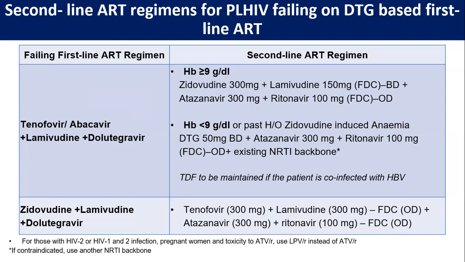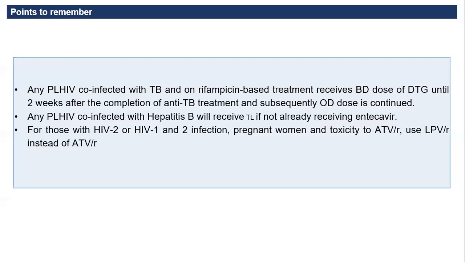Now, if the patient is on zidovudine, lamivudine, and dolutegravir in the first line, we are going to start tenofovir, lamivudine OD, and atazanavir/ritonavir OD. For pregnant women, HIV-2, HIV-1 and 2, instead of atazanavir/ritonavir, we are going to start lopinavir/ritonavir. Here we need to remember that any PLHIV co-infected with TB and on a rifampicin-based ATT regimen should receive a BD dose of dolutegravir until 2 weeks after completion of anti-TB treatment, and subsequently the OD dose is to be continued.